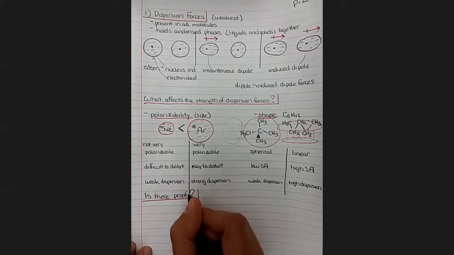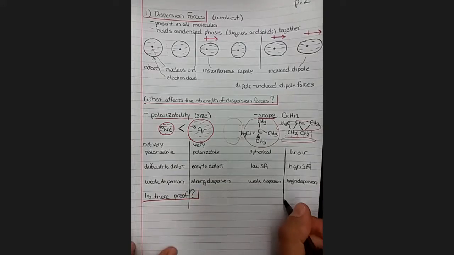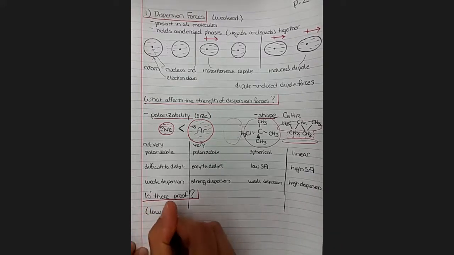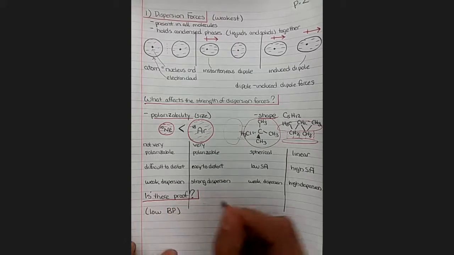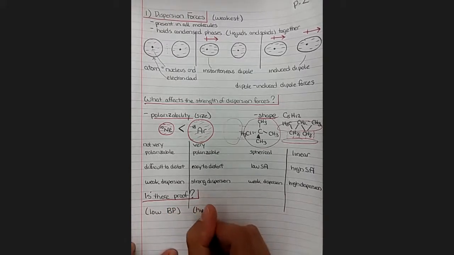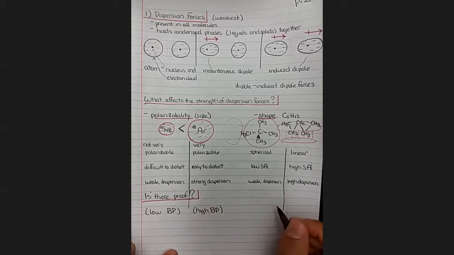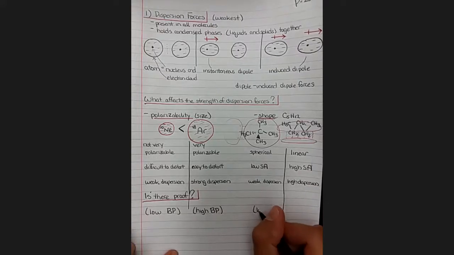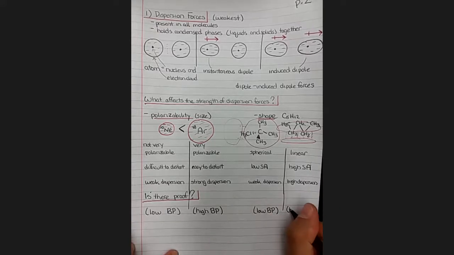So we could add a line to our table here, and we could say if something has weak dispersion forces, it's going to be easy to pull it apart. So the boiling point is going to be lower for this one than for the more polarizable one. And the same is true over here. If we have something that's more spherical and has weaker dispersion forces, it's going to be harder to hold it together. So it's going to jump into the gas phase more easily, and it'll have a lower boiling point than the one with the more linear structure.